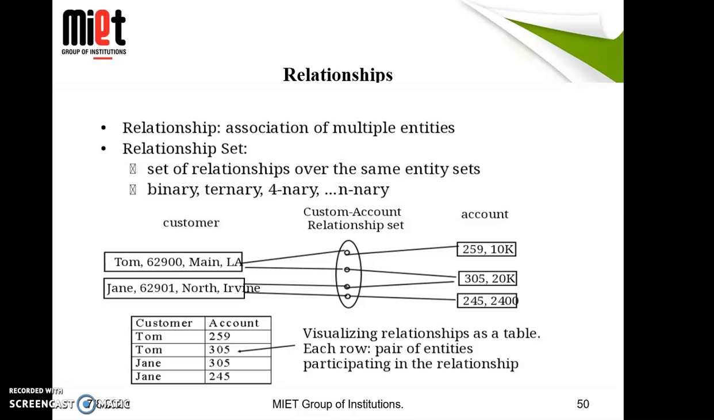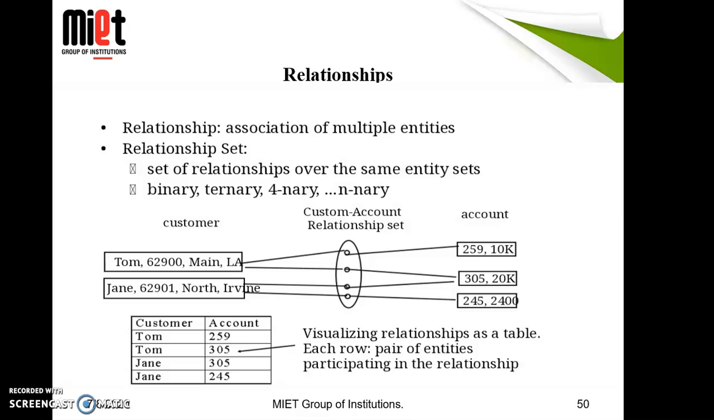Next is relationships. The third one is relationship. Relationship means association of multiple entities. We just link the entities. So there is a relation between the entities, which is called the relationship. A relationship is an association among several entities. A relationship set is a set of relationships of the same type.